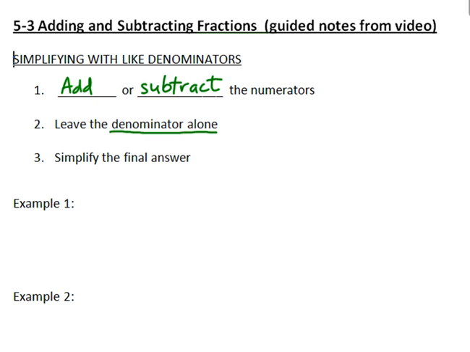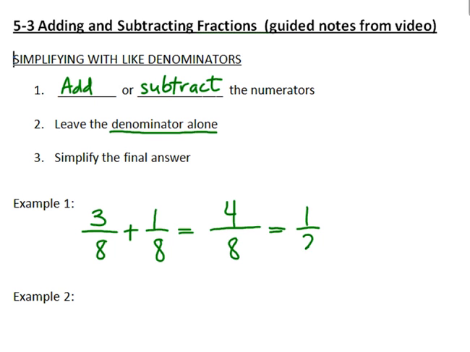So for the first example, let's look at 3/8 plus 1/8. Again, you find out that the denominator is 8, so you leave it the same. And you add 3 plus 1 is 4. And looking at 4/8, you know you can simplify that to 1/2. And that is your final answer, 1/2.